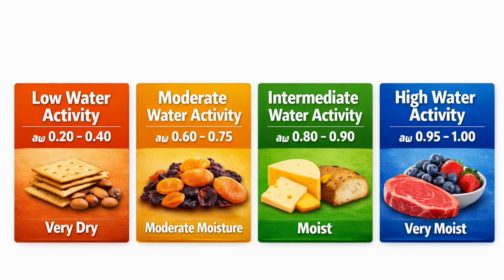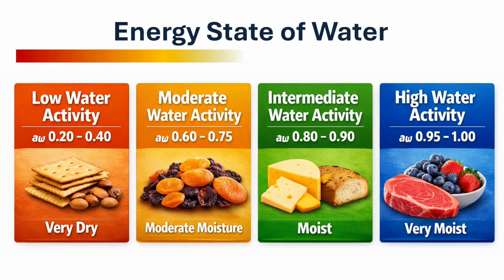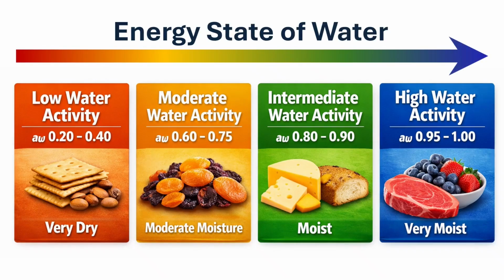We can relate the energy state of water to food products. In this image, we could understand that increasing water in foods increases the energy state of water. Therefore, moist foods have a higher energy state of water compared to dry foods, since moist foods have more free or reactive water.